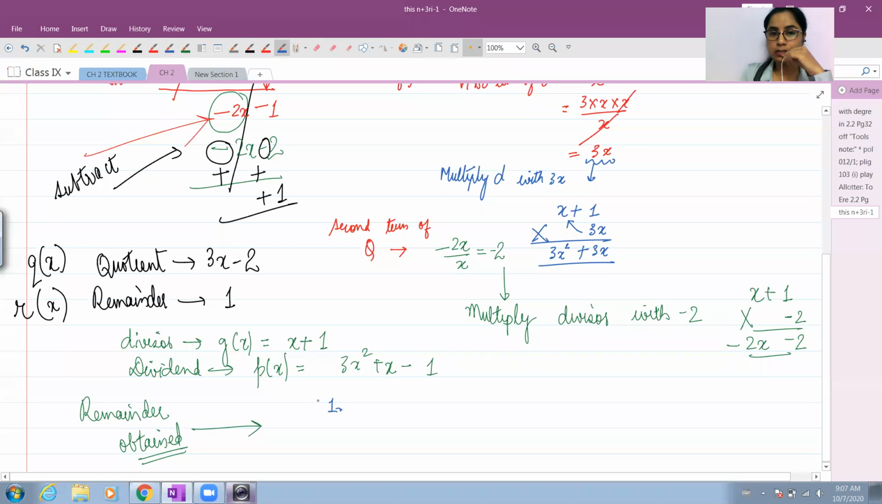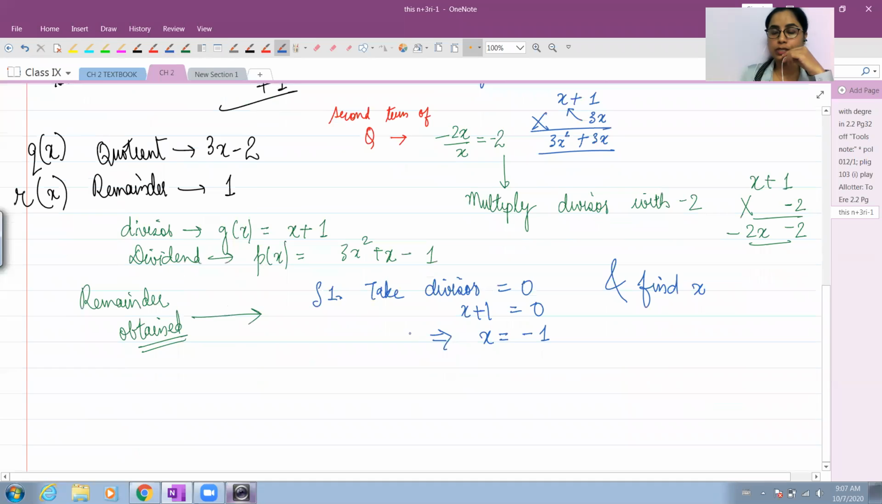So the first step will be to take the divisor equals to 0. So x plus 1 equals to 0. This implies x equals to minus 1. Take your divisor equal to 0 and find x. So that means x plus 1 will be equal to 0. From here, x comes out to be minus 1.